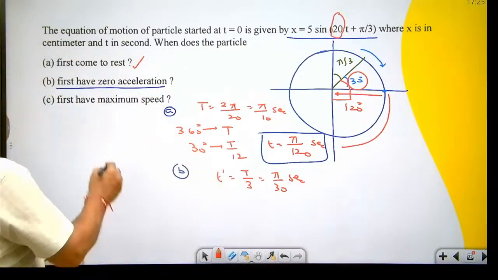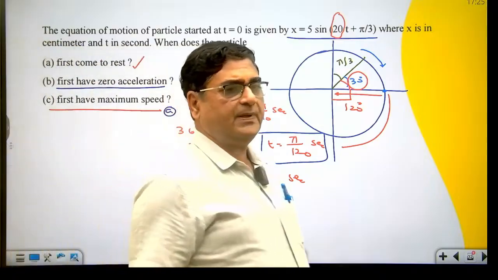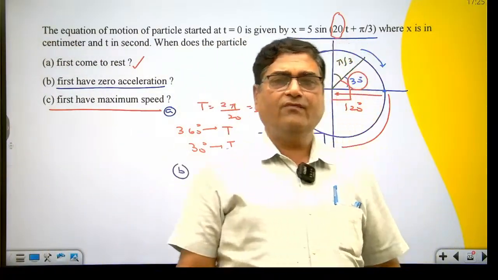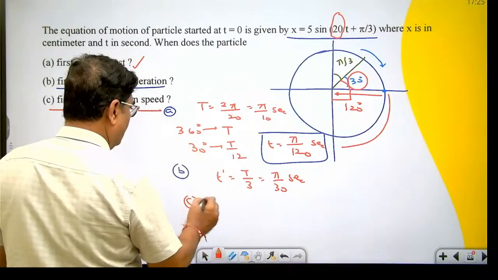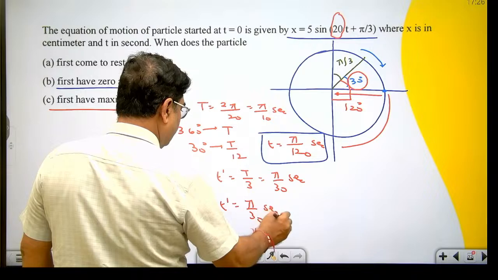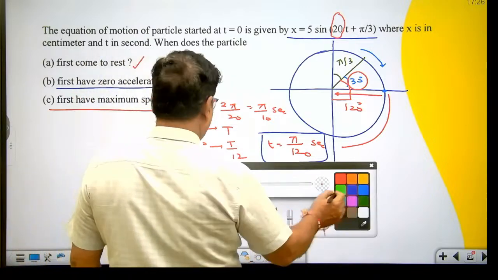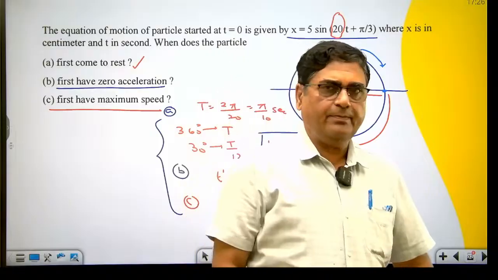Now first have maximum speed. When acceleration remains 0, speed remains maximum. So this is the time when the particle's speed will become maximum. In option C, the same time will be there, pi upon 30 second. This is the answer. So we have solved all 3 sections A, B, C.